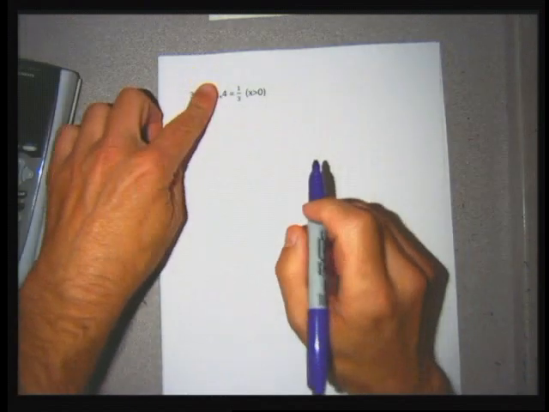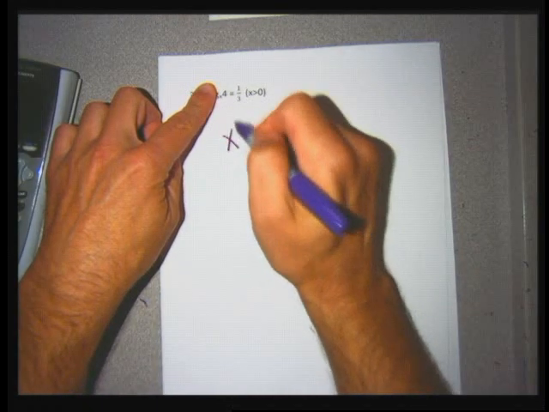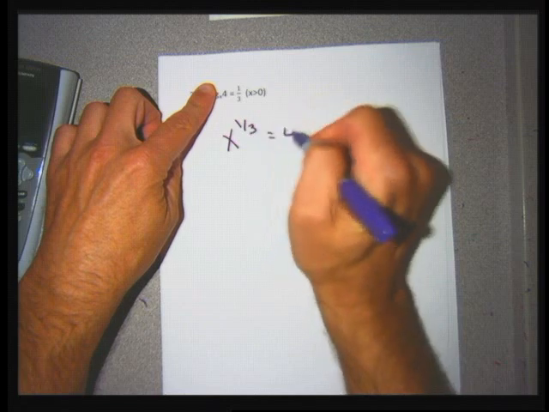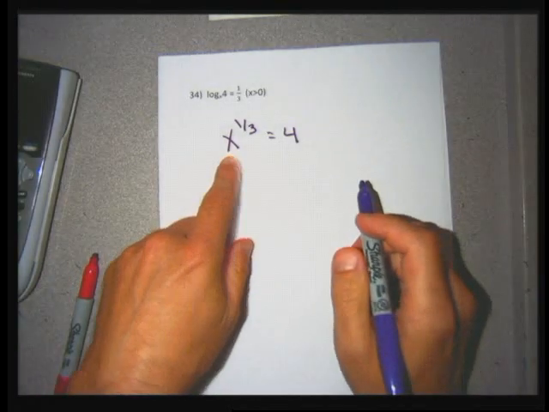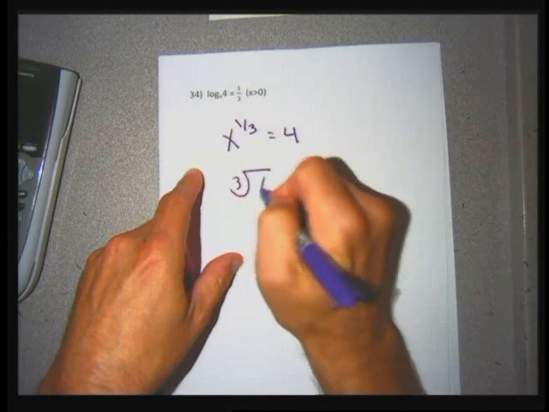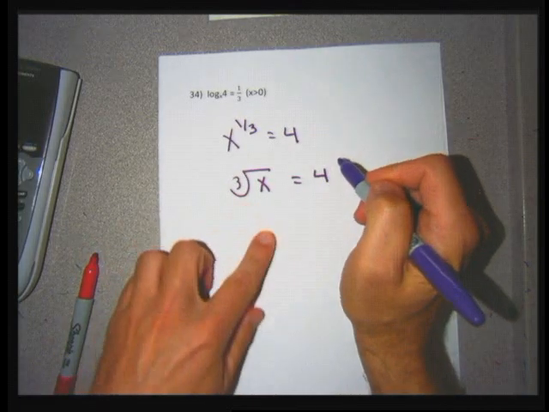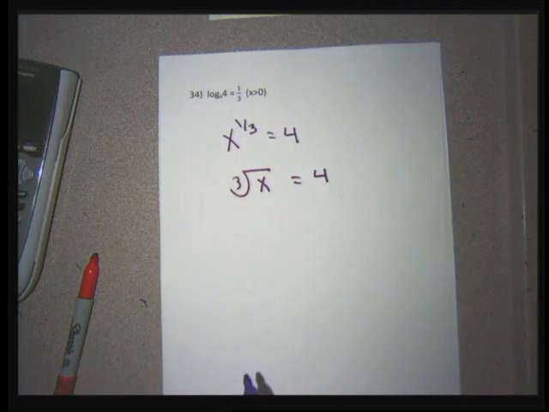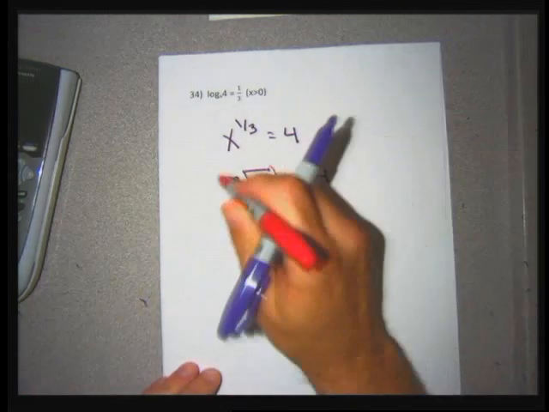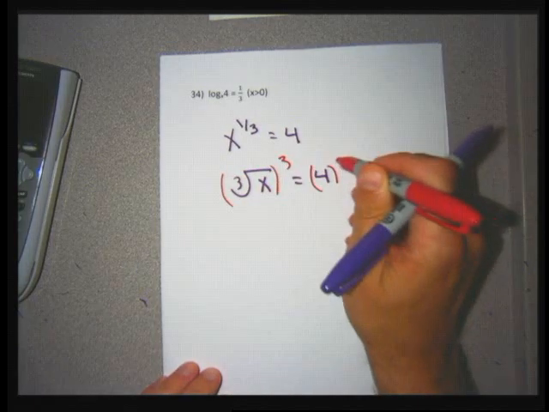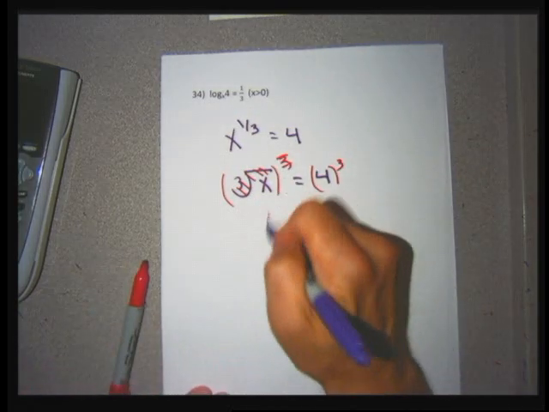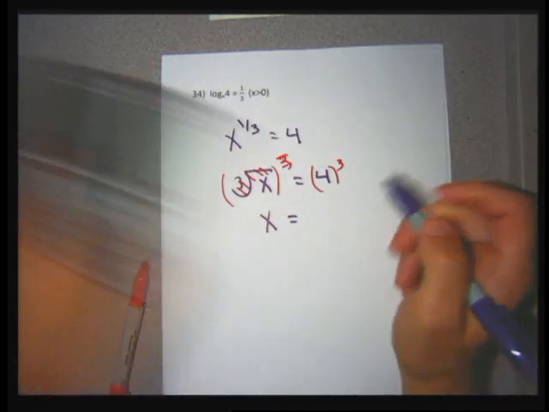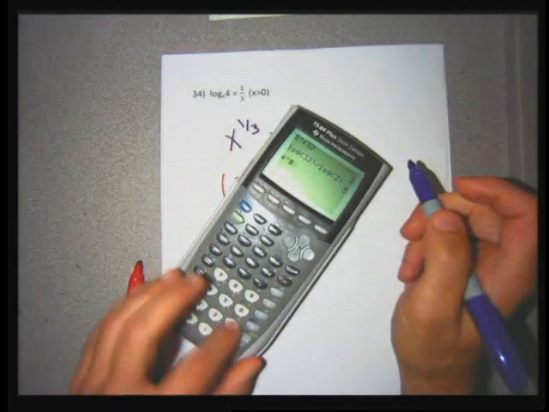This problem, again, I'm going to write it without the logarithm. The x is going to stay low. I'm going to switch the 1/3 and the 4. I know that 1/3 power and cube roots are the same. 1/2 power and square roots are the same. I'm going to rewrite this as the cube root of x equals 4 because 1/3 power and cube roots are interchangeable. To get rid of a cube root, I cube both sides. On the left side, cubing cancels out the cube root symbol, leaves me with the x. On the right side, 4 cubed is 4 times 4 times 4, which is 64.